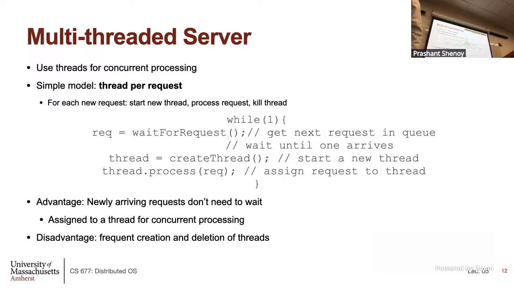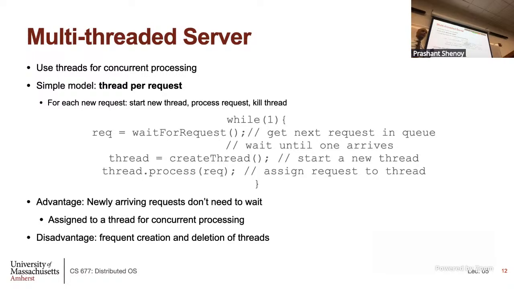Now, if multiple requests arrive, they don't have to wait for all the previous requests to finish, because each one will create a thread and hand it over, and then you'll take the next request and so on, and they'll all start executing on the server. So this is called thread per request because you created a new thread for every incoming request. All right. So the advantage is newly arriving requests do not need to wait, unlike the sequential server that we saw. A thread is assigned to it for concurrent processing.